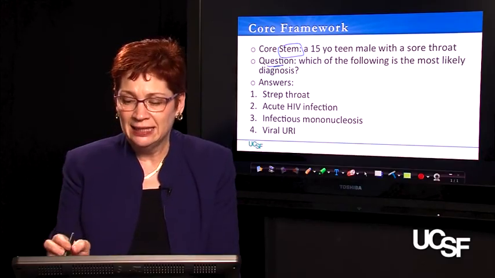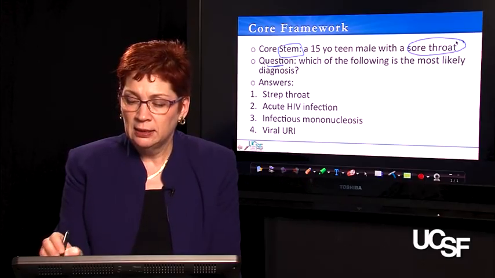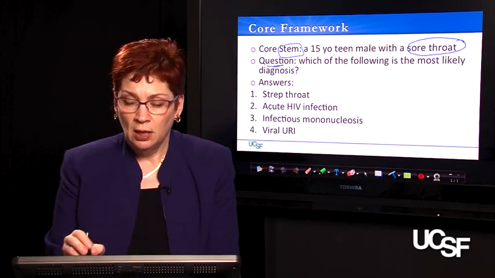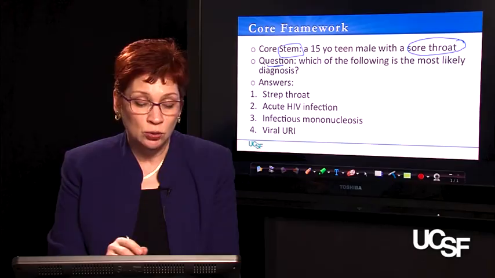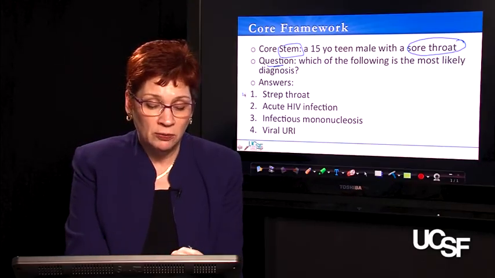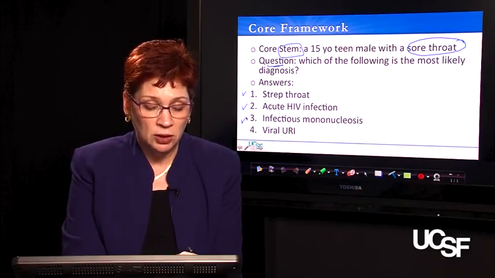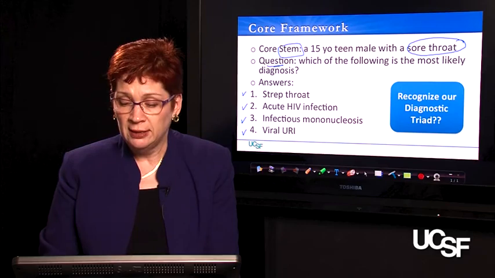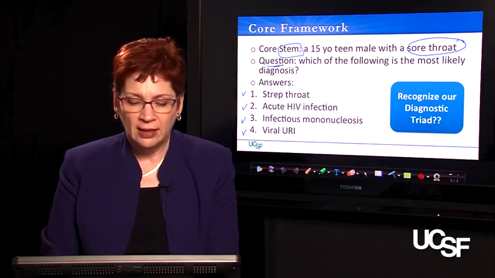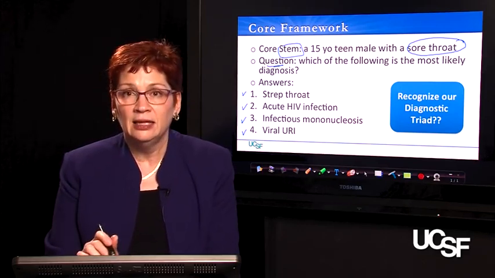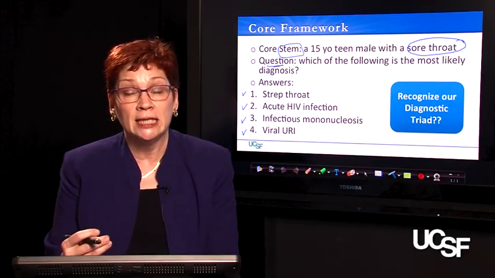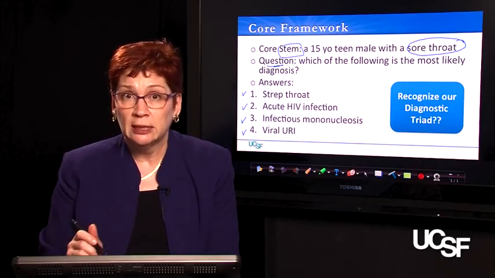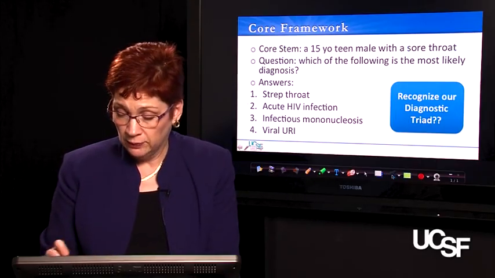So I'm going to build a case that tells a story, a convenient fiction about this male with sore throat, and then get them to choose whether or not the patient could have strep throat, acute HIV infection, infectious mono, or viral URI. And of course, all of you are sitting here thinking, you know what, that's a diagnostic triad. And in fact, it is. And that's exactly the relevance in understanding what diagnoses can be linked to common symptoms, because you'll see this a lot on high-stakes exams.